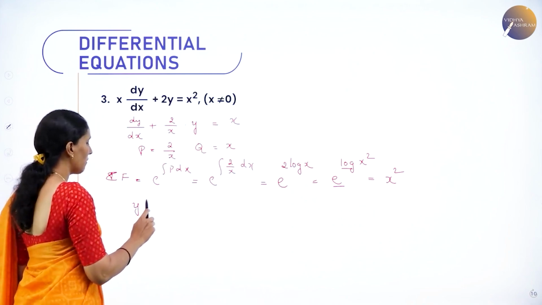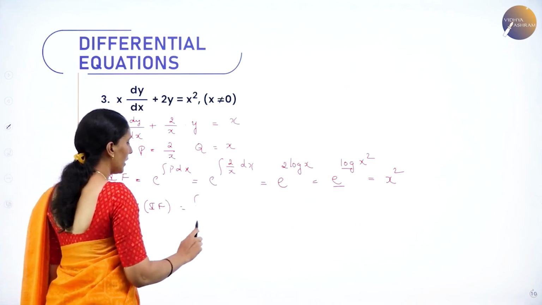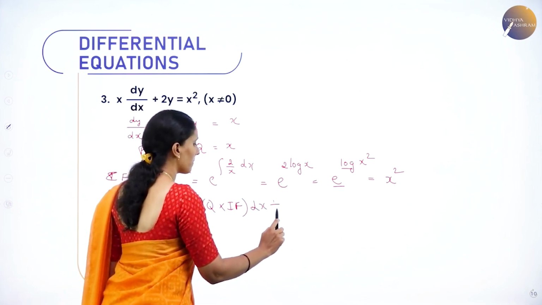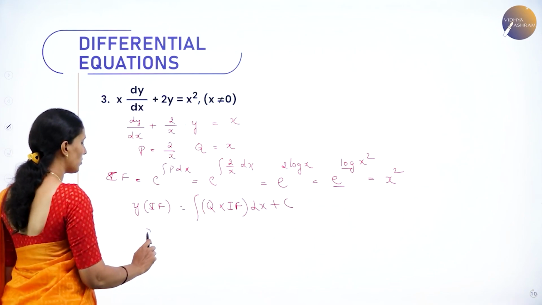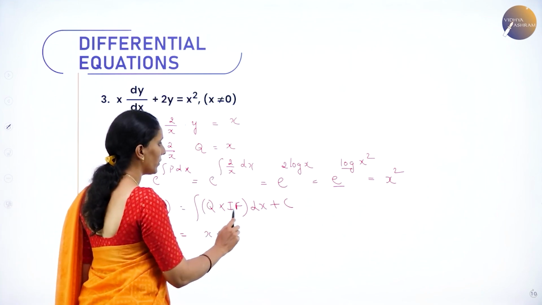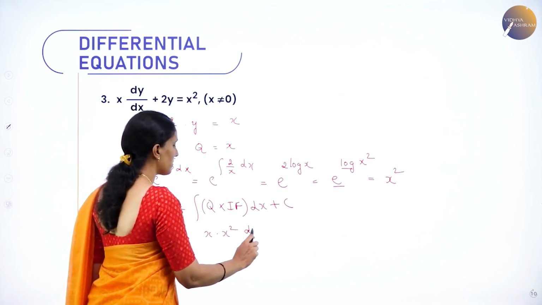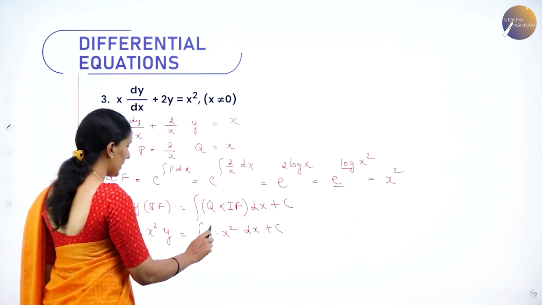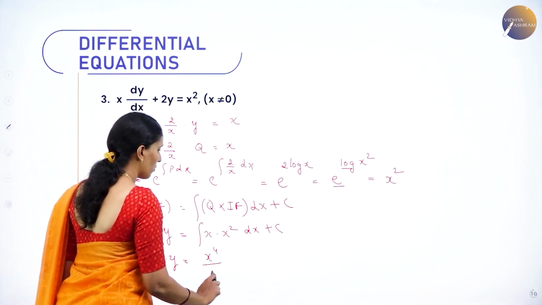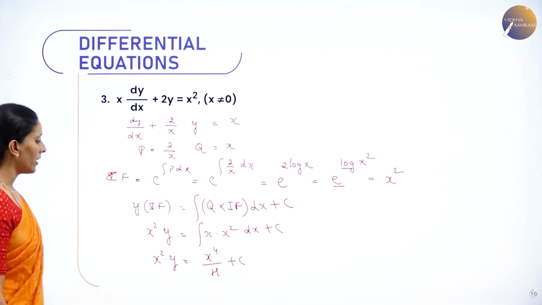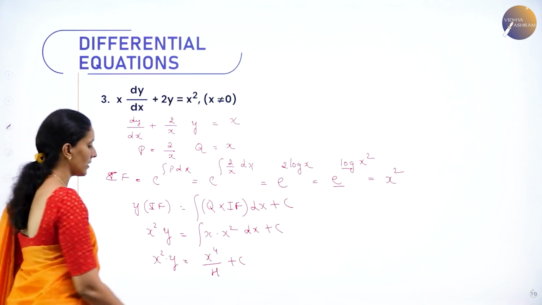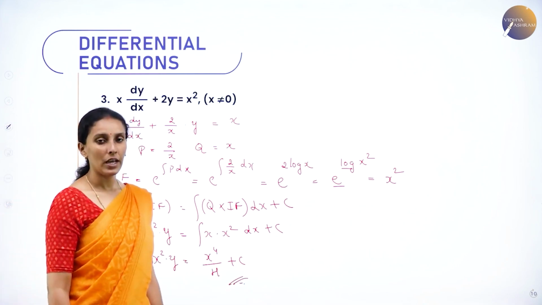Now the solution is y into integral factor is integral of q into integral factor with respect to dx plus c. My integral factor is x square, so this becomes x square into y. Here q is x into integral factor x square with respect to dx plus c. Integrating this, we will get x square into y is x power 4 by 4 plus c. Or rearrange these things, then it will become 4x square y is equal to x power 4 plus c. So this is the solution of this differential equation.